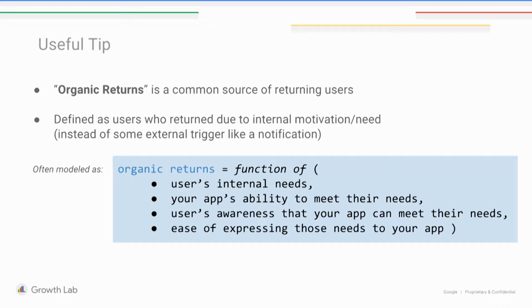The next point is equally important and often forgotten, which is it's not just that your app can do this, it's that the users are aware that your app can do this. So you may want to raise awareness of the features that you have in the app. And then the last one is how easy is it for a user to express whatever those needs are in the app? Is it front and center, or do they have to go 4 or 5 or 6 taps in to actually use this feature that they want to use?